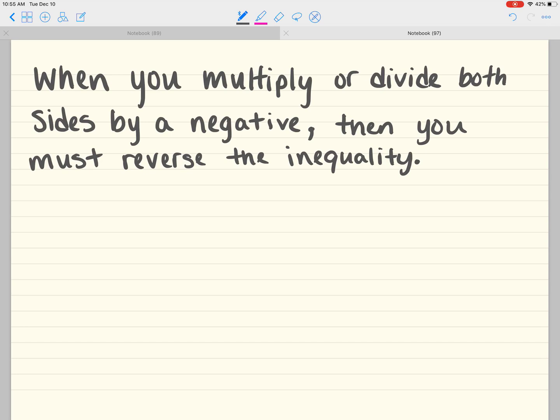Okay, somebody tell me what that means. When I multiply or divide both sides by a negative, I must reverse the inequality. What does that mean, to reverse the inequality? Well, it's an inequality sign, so if it starts as less than, you would just flip it to greater than. So be careful, you have to do that on both sides. If one side is negative and you multiply both sides by a positive, that doesn't happen. It's just if you multiply or divide both sides by a negative number, then you have to reverse that inequality sign, okay?